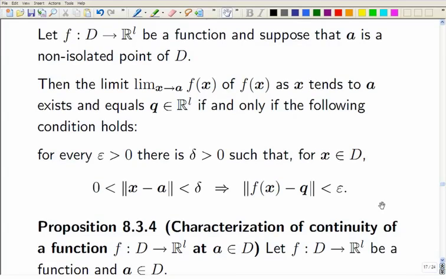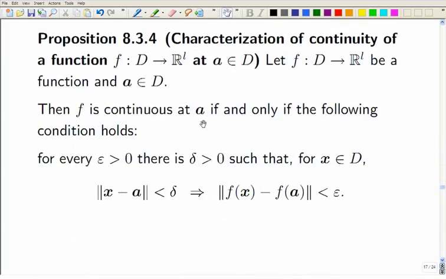And for continuity, it's the same again. f is continuous at the point a. That says, again, you don't need the naught less than norm x minus a, because if x equals a, then you know that f of x equals f of a, and the norm of f of x minus f of a is 0. That's guaranteed to be less than epsilon here. So you get that bit for free, so you can forget the naught less than, and you only have to look at norm x minus a being less than delta implying that the norm of f of x minus f of a is less than epsilon.